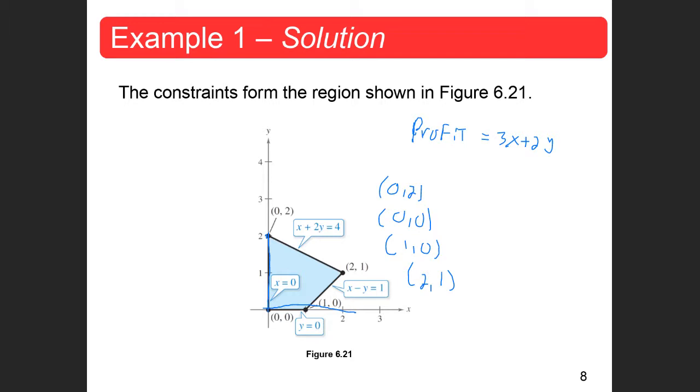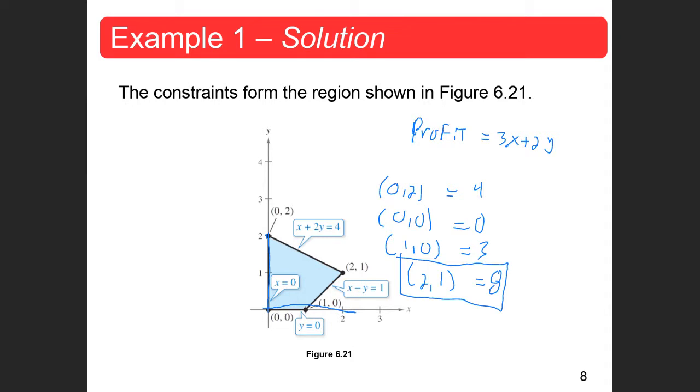If I put 0 in for x and 2 in for y, that gives me 4 here. 0, 0 would give me 0, and doesn't that make sense? If this is a production and you make 0 of anything, your profit is going to be 0. Then 1, 0 would give me 3 here, and then 2, 1, that would be 3 times 2 is 6 plus 2, so that's going to be 8. So my maximum profit would be to make 2 of the x's and 1 of the y's. So this is what we're going to be doing this week.